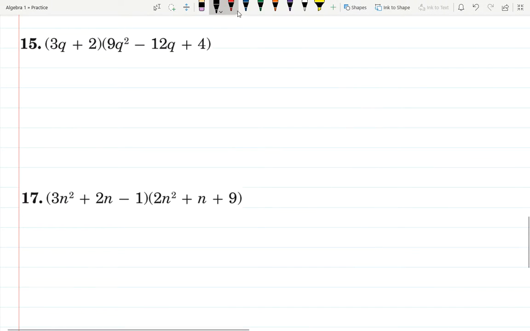Problem 15 is very similar to those last two. We're taking these two terms, a binomial, and multiplying it by a trinomial, 3 terms. 3q is being stretched out and distributed.